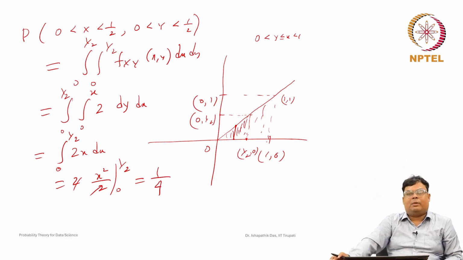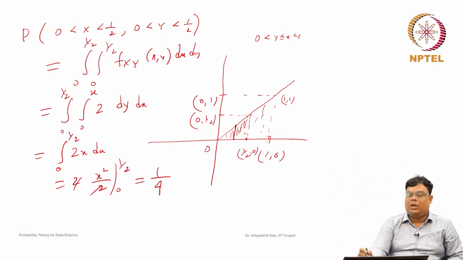In this way, whenever a joint probability density function is given, we can find the probability. We have to properly find out the region where this density function is non-zero, and accordingly do the integration to find the probability.